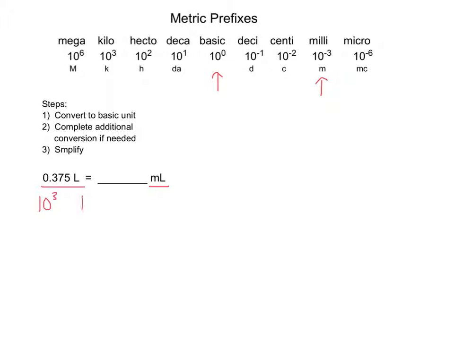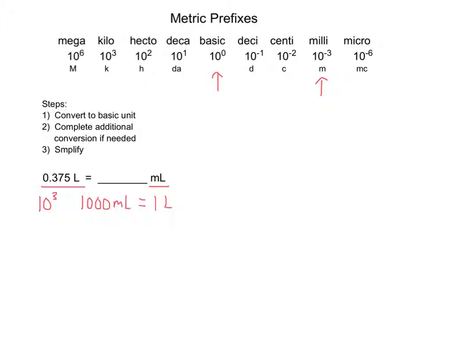So I need 1,000 of what to equal 1 of what. Well, again, what's smaller? The milli is smaller than the liter, which is my basic unit. So it is going to take 1,000 milliliters to equal 1 liter.